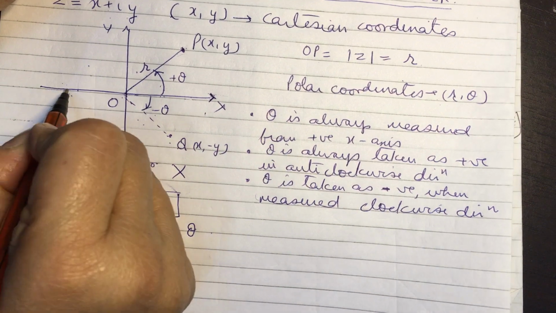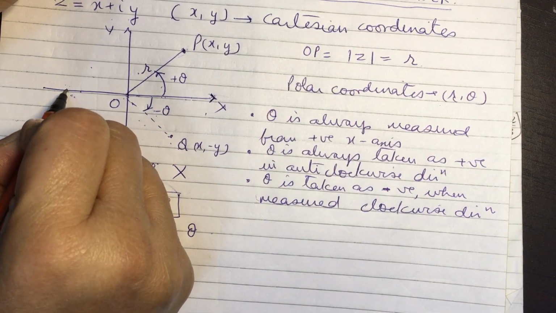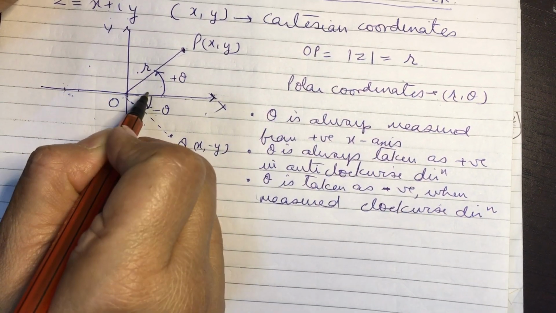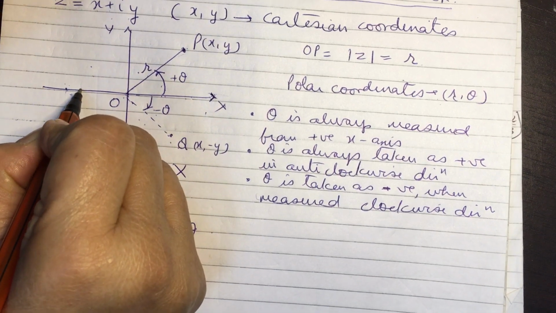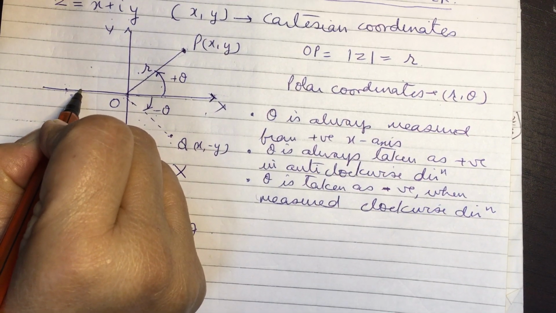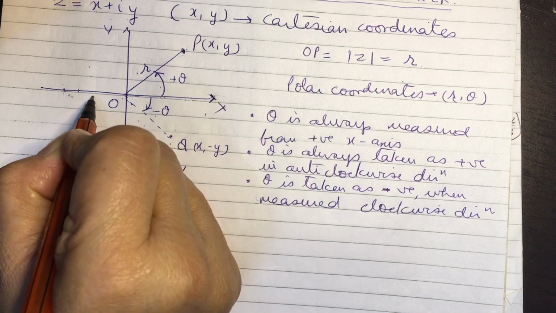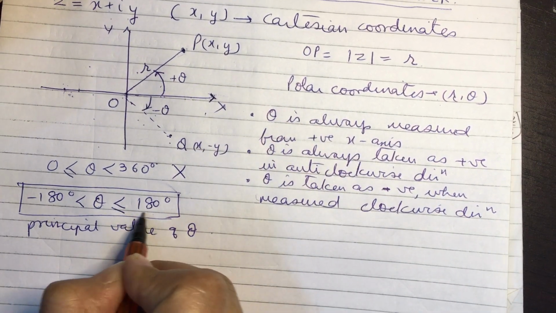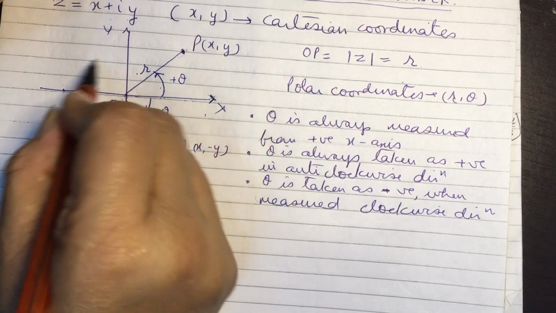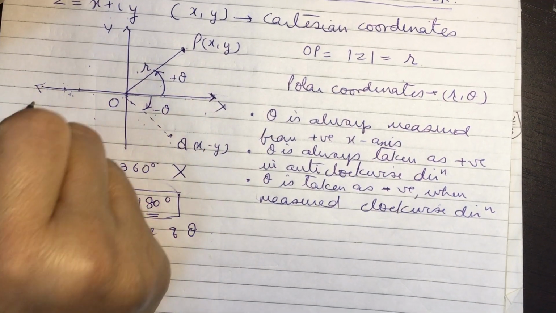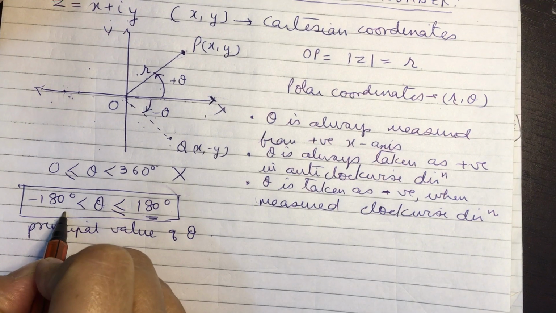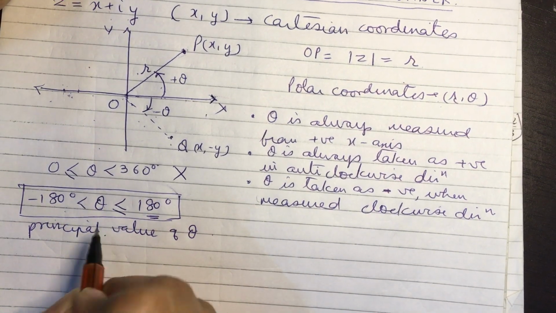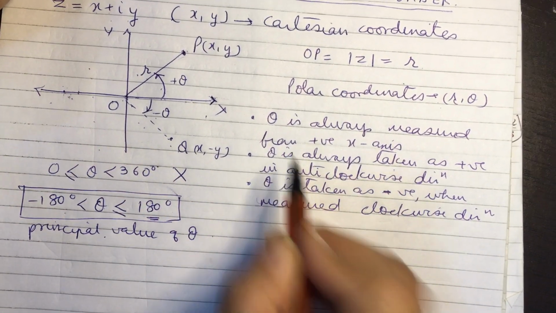And when the point is here, obviously this angle can be executed in the anti-clockwise direction and make it plus 180, or it can be executed in the clockwise direction to make it minus 180, but we consider 180 degrees for this line, the negative x-axis, and not minus 180. So, this is another point which we take for theta.